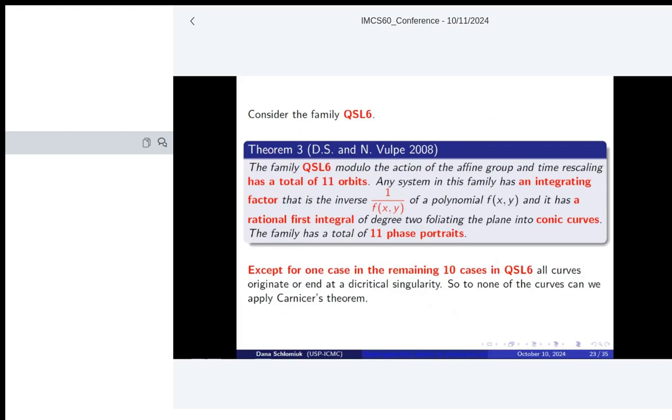Now, so we have examples where we can look for Garnier type curves. And of the 11 phase portraits which we have, only one has curves of the type in the Garnier paper. And the 10 others have no such curves. So this is a rather restrictive condition. Because in this case, we have a rational first integral, and Garnier detects only one case.